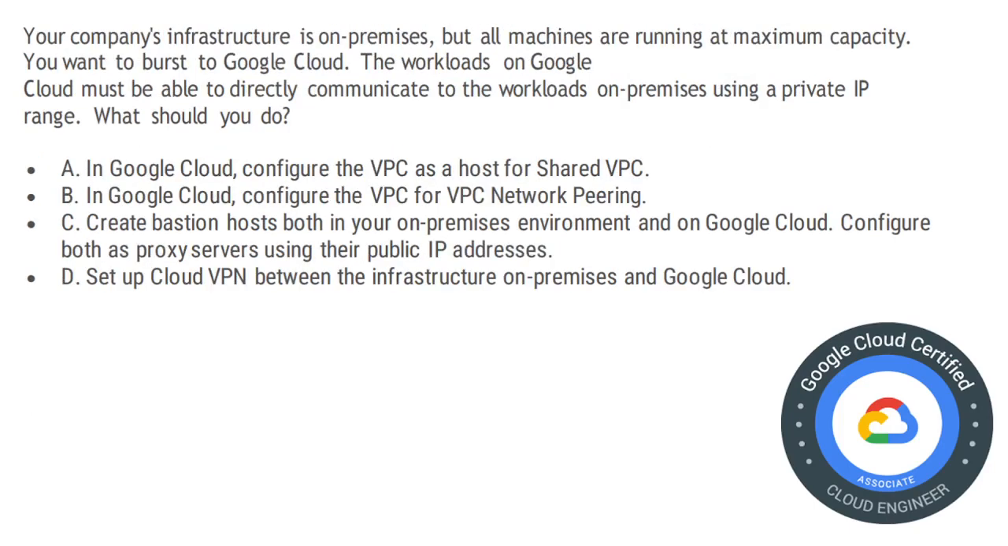Moving on to the next question, your company's infrastructure is on premises, but all machines are running at maximum capacity. You want to burst to Google Cloud. The workloads on Google Cloud must be able to directly communicate to workloads on premises using private IP range. What should you do? Answer for this question is option D. That is, set up the cloud VPN between the infrastructure on premise and Google Cloud.